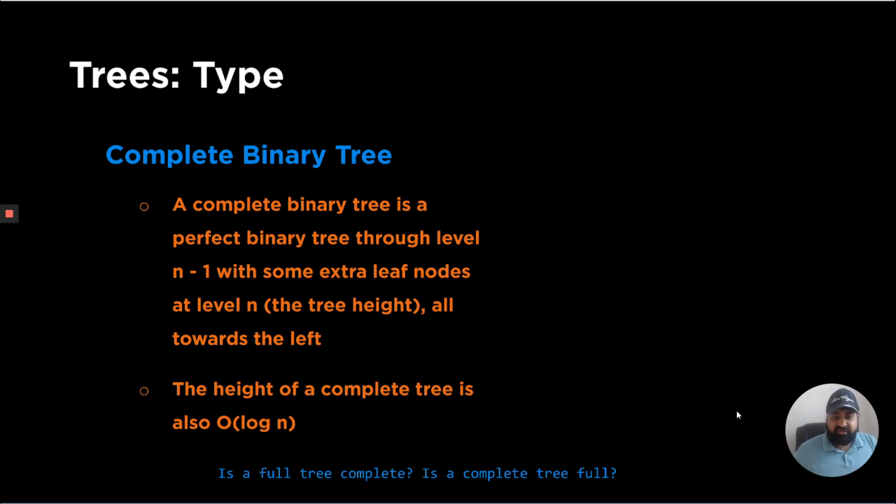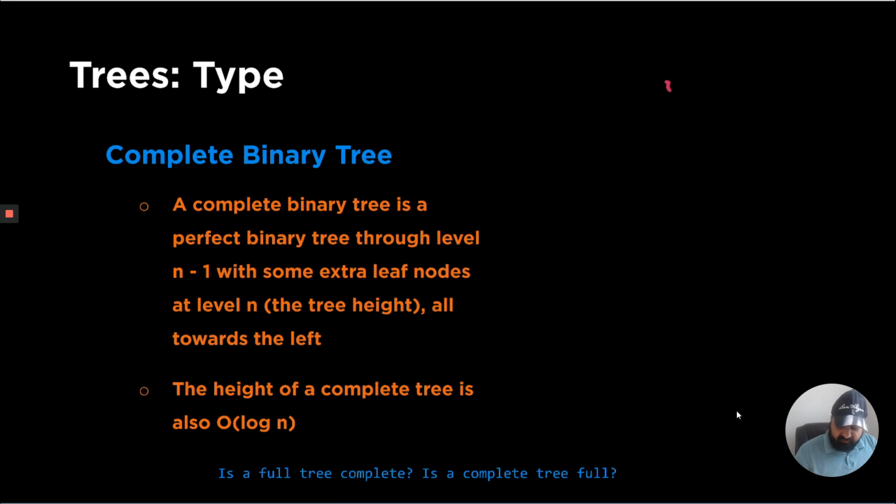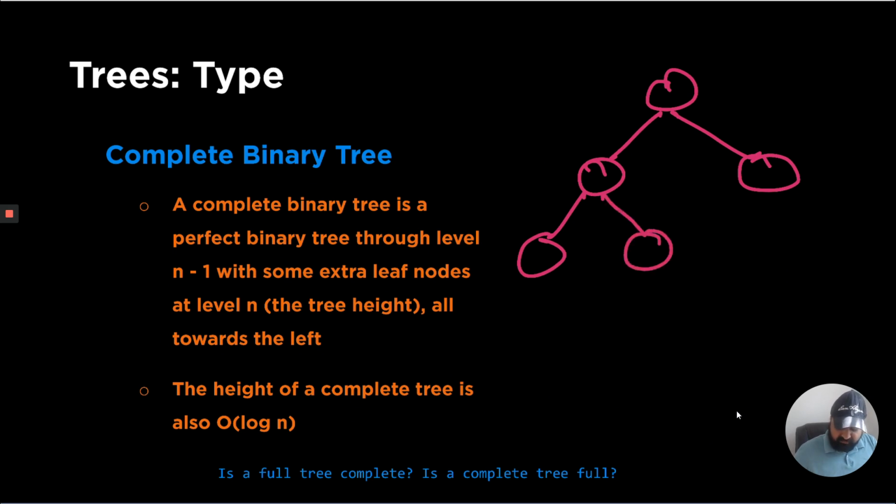So a complete binary tree is a perfect binary tree through level n minus 1. Earlier we had n levels, but now we have n minus 1 levels that are completely filled, and the last level can be unfilled, but all of its nodes should be pointing towards the left. So this is a complete binary tree, but if we erase this node, then it is not a complete binary tree.